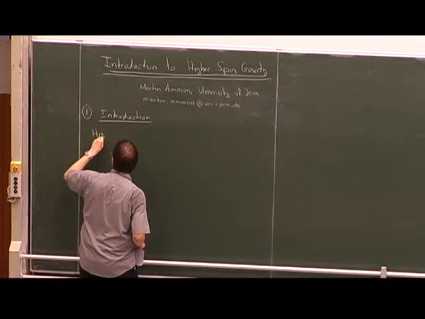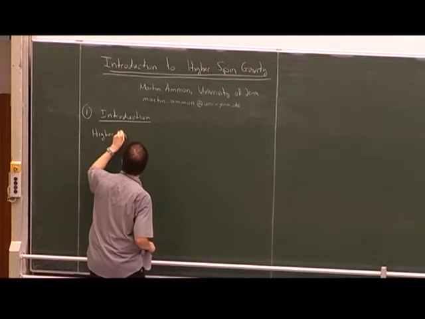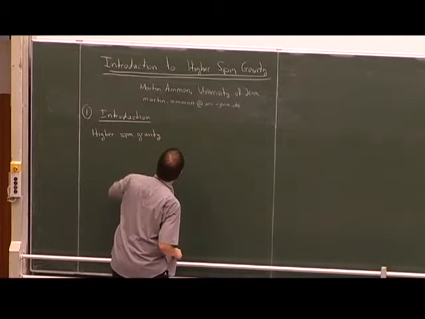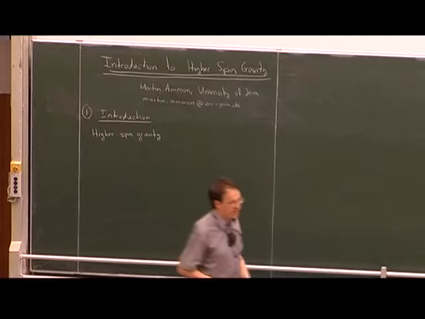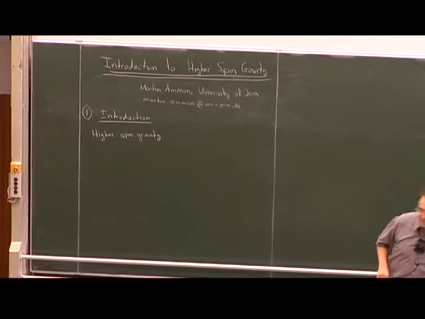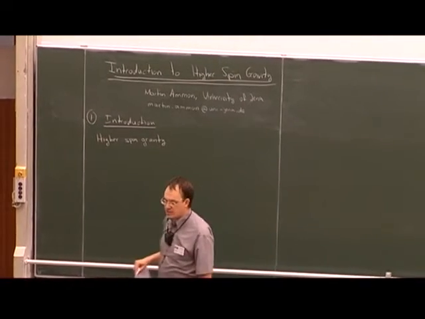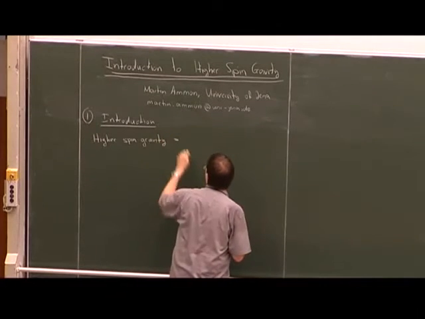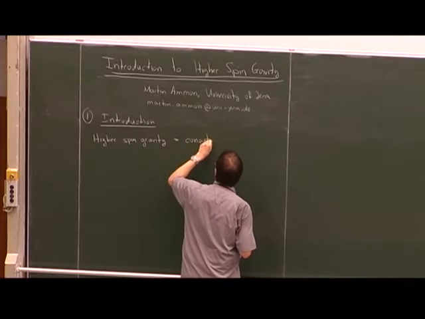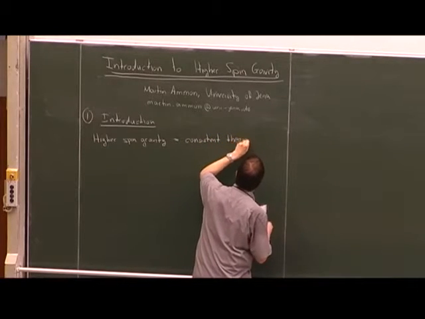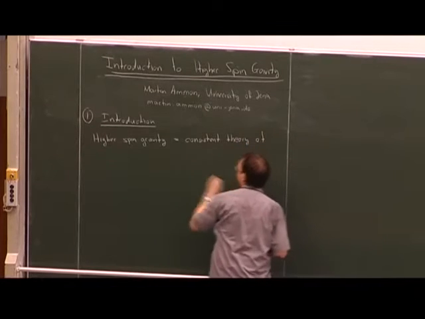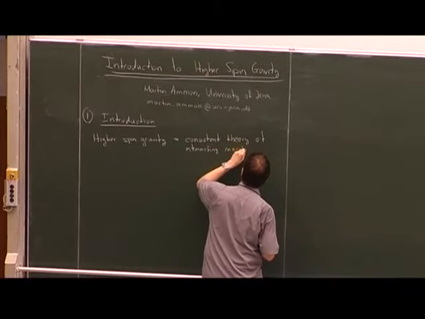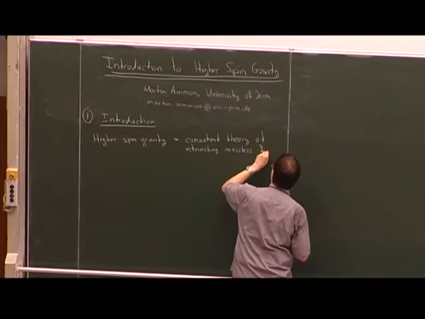So higher spin gravity deals with fields which have spins larger than 2. Usually, for example, if you talk about supergravity or gravity or, say, electrodynamics, then we restrict ourselves to fields which have spin or helicity smaller than 2. But in higher spin gravity, by definition, this is a consistent theory of interacting massless fields with spin larger than 2.